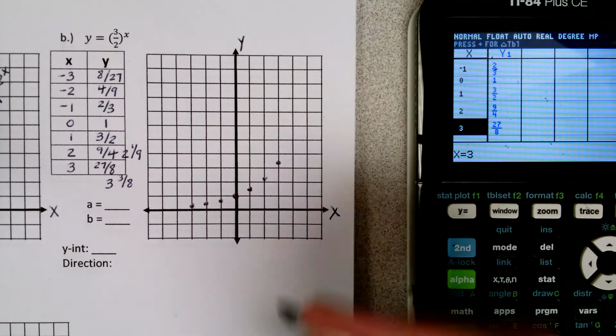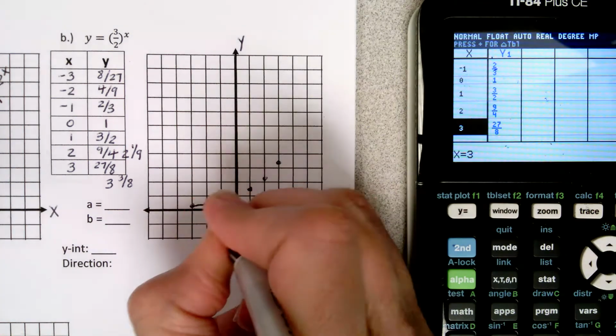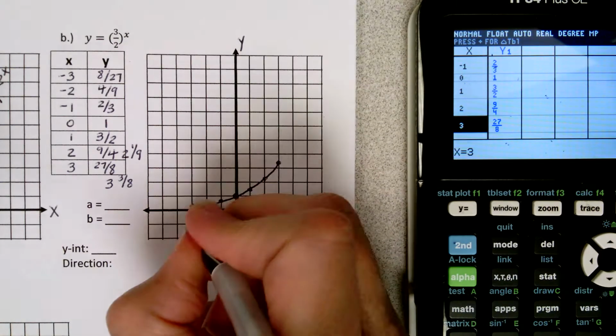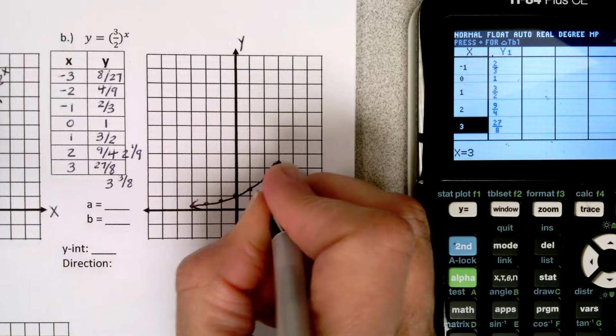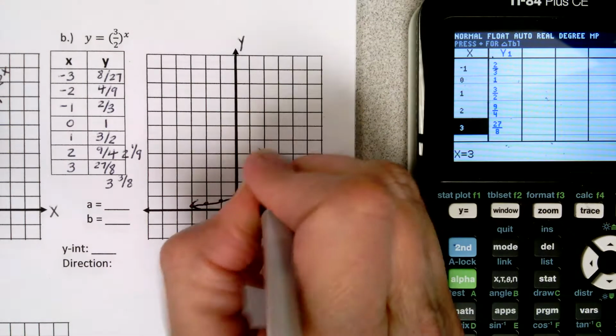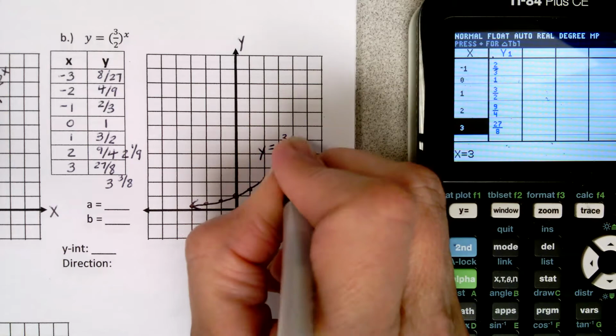And what do we do? We connect the dots. Just start from the left and go to the right. We show it goes on forever by putting an arrow at each end. And we make sure to write the equation, y equals (3/2) to the x.